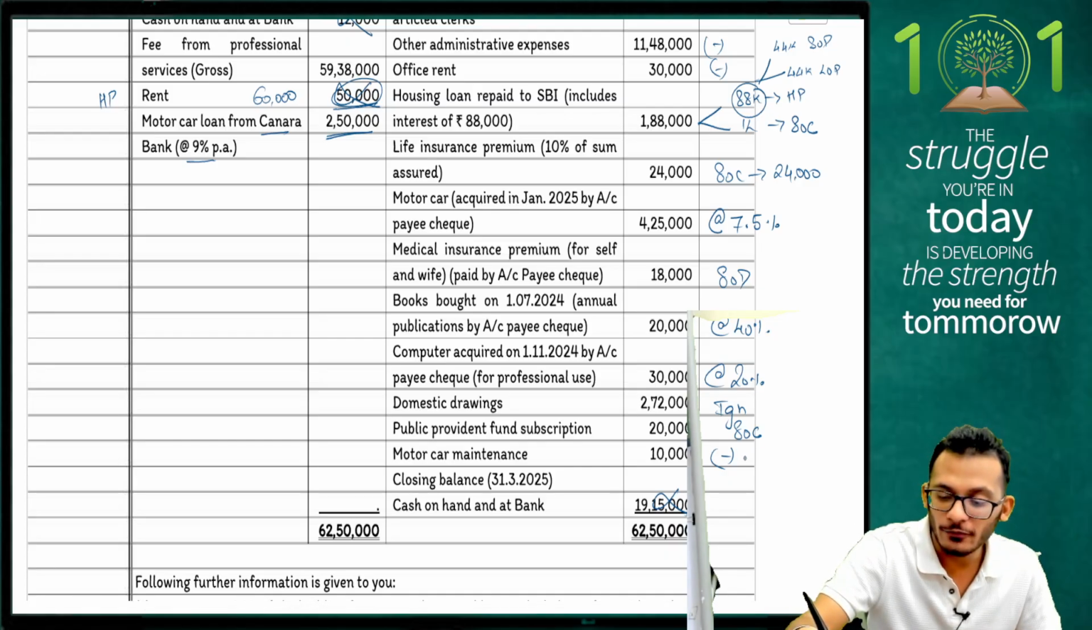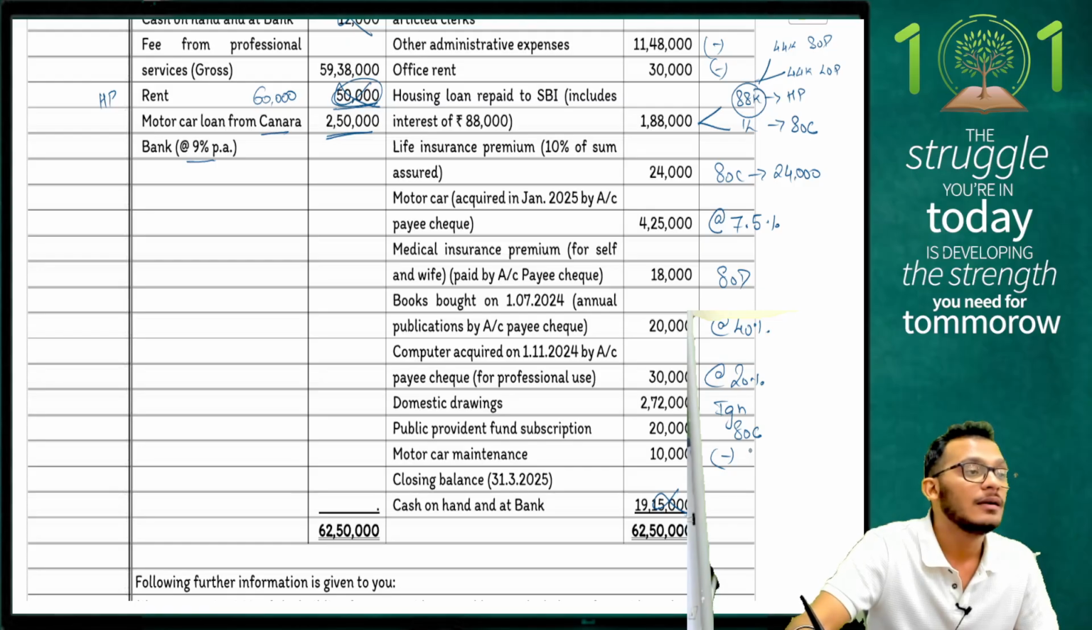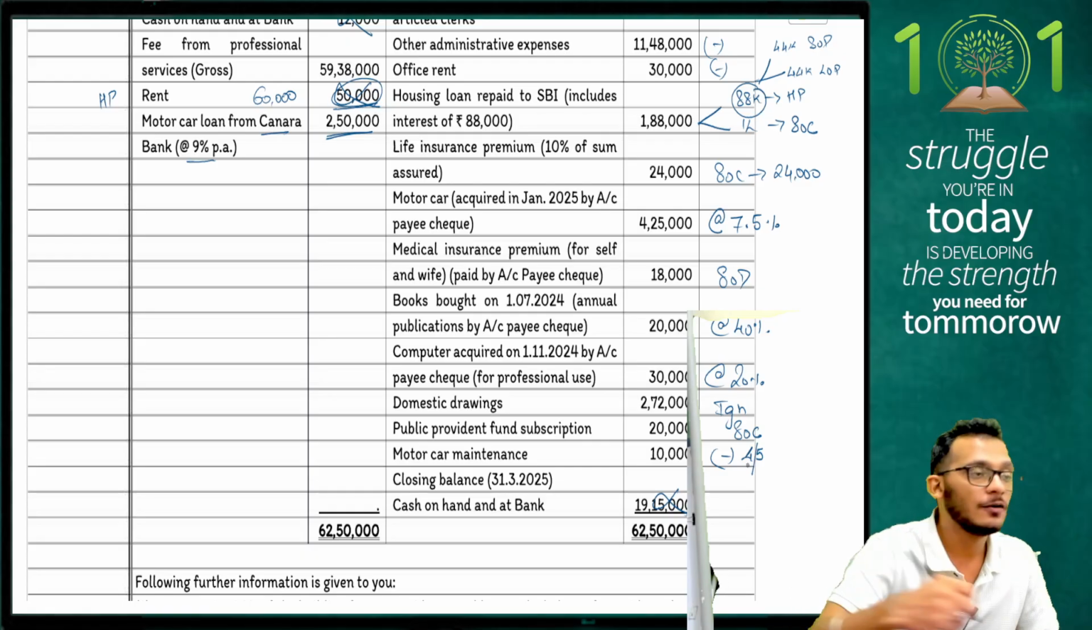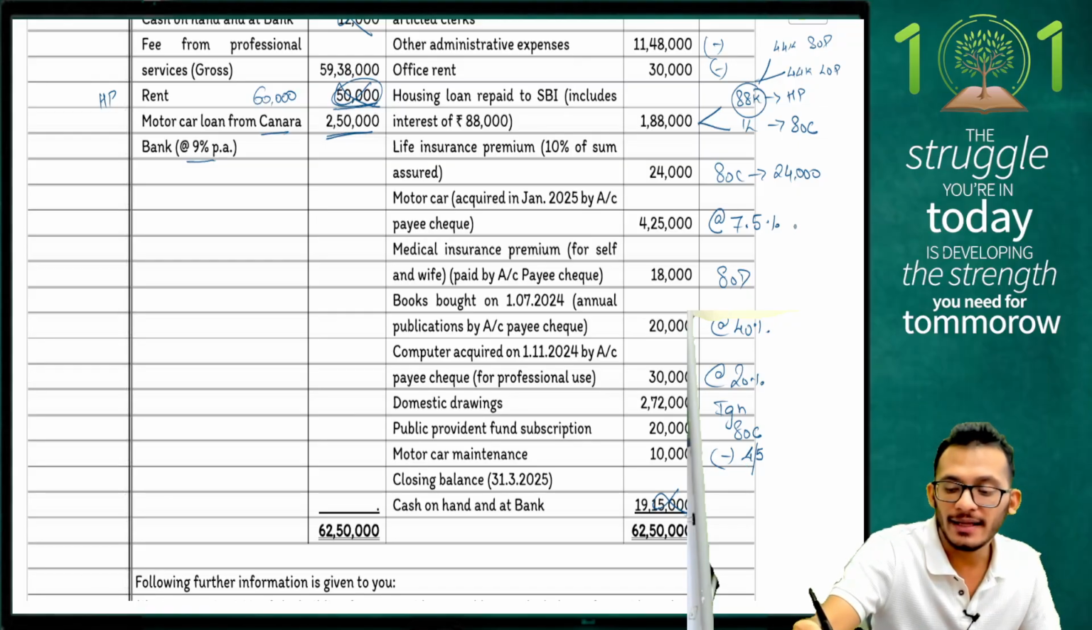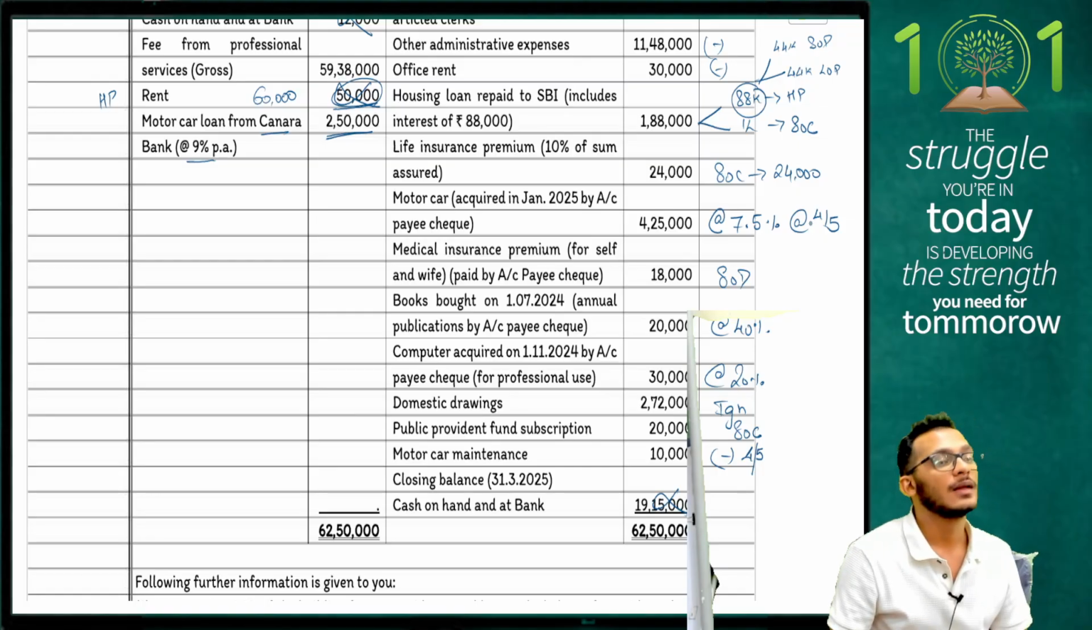Maintenance will get disallowed for 1/5. So I will only claim 4/5 of this. Next, very good people, depreciation also can be claimed only for 4/5 because that is what has been used for business. And this is the small hint, people.